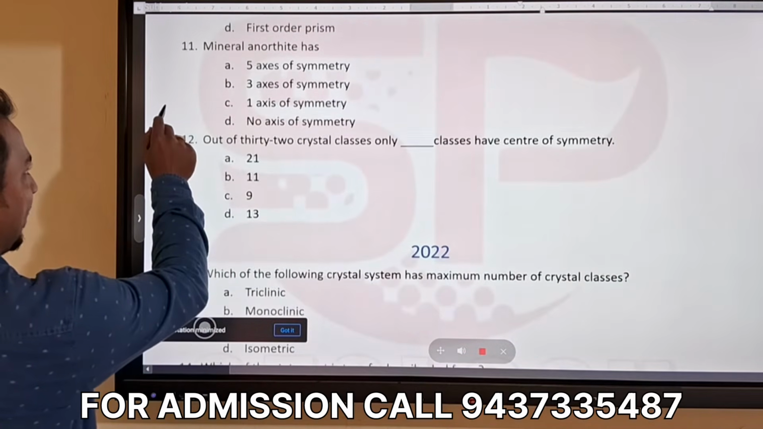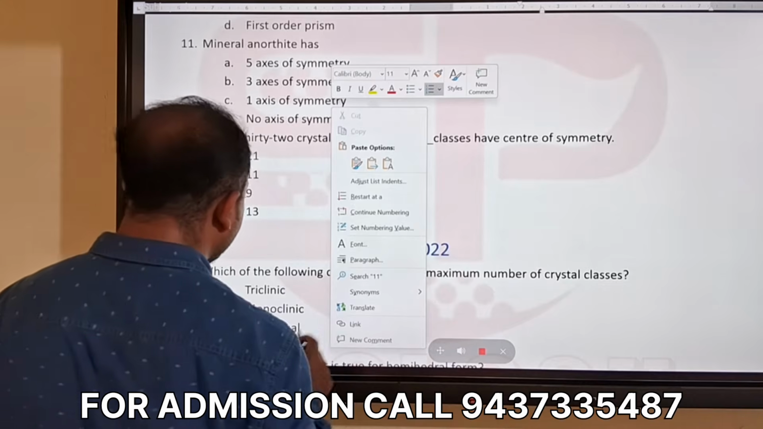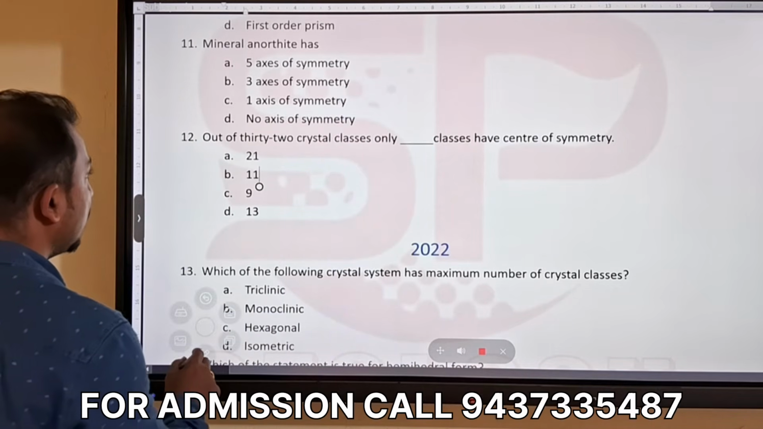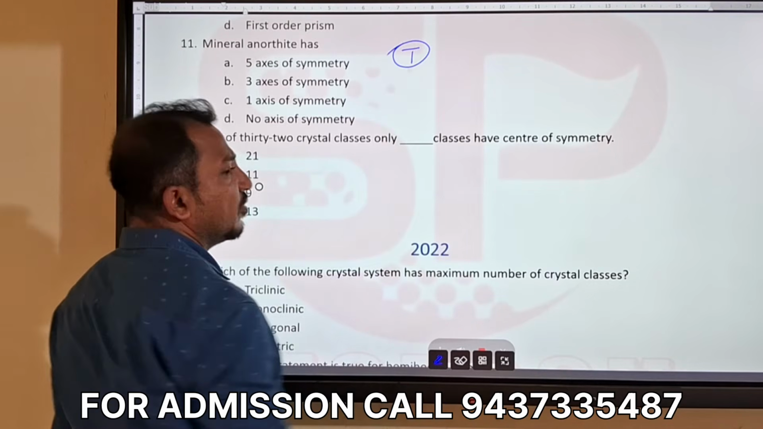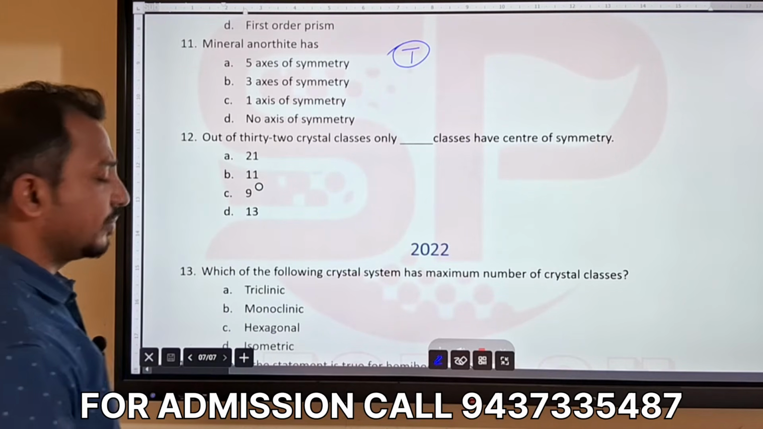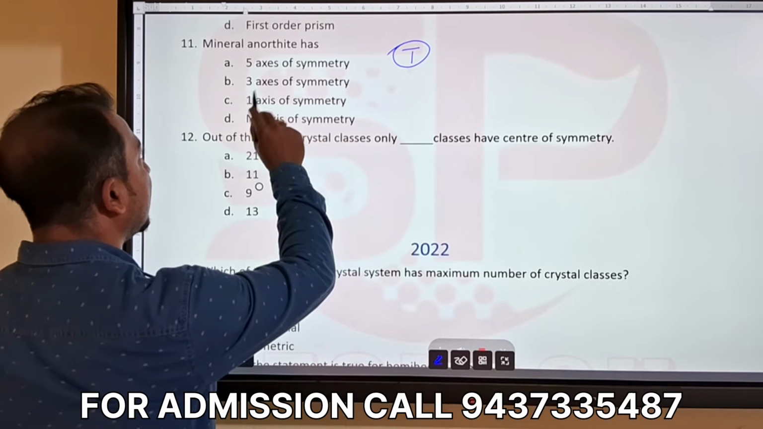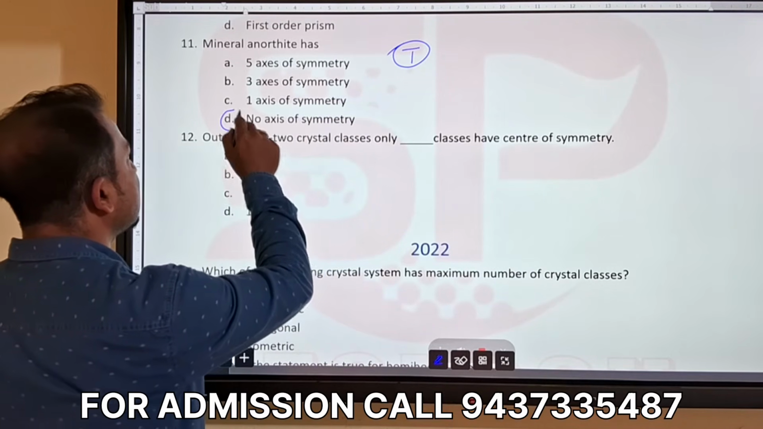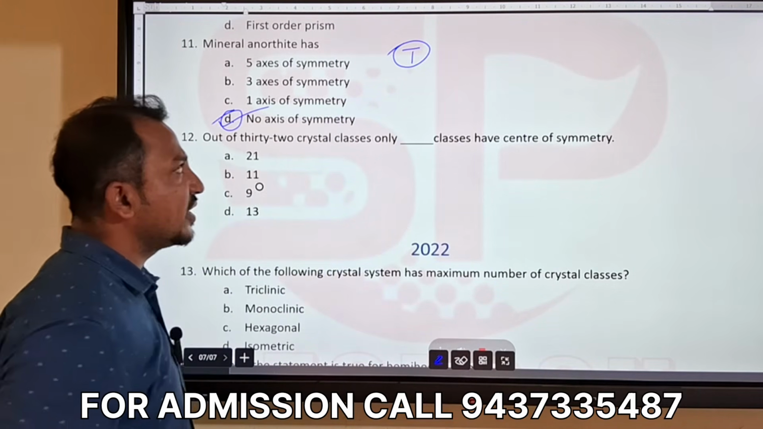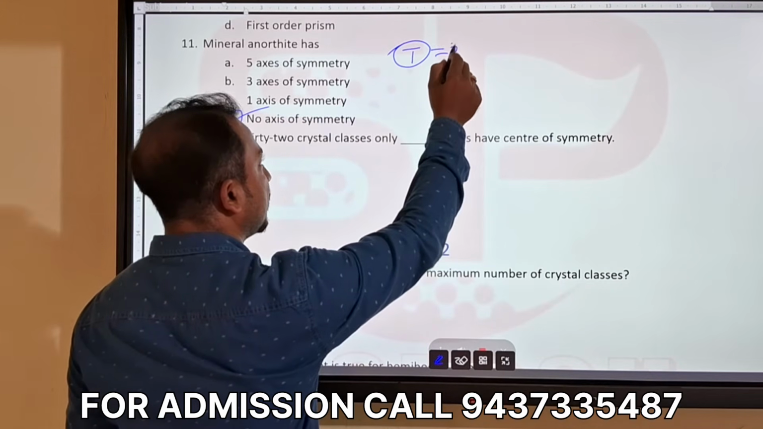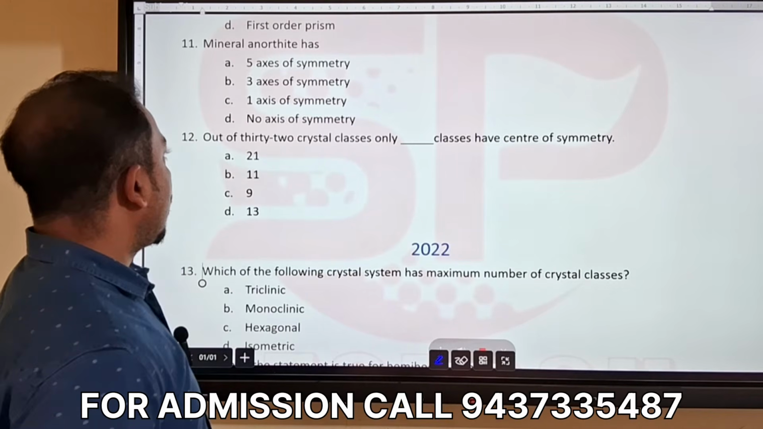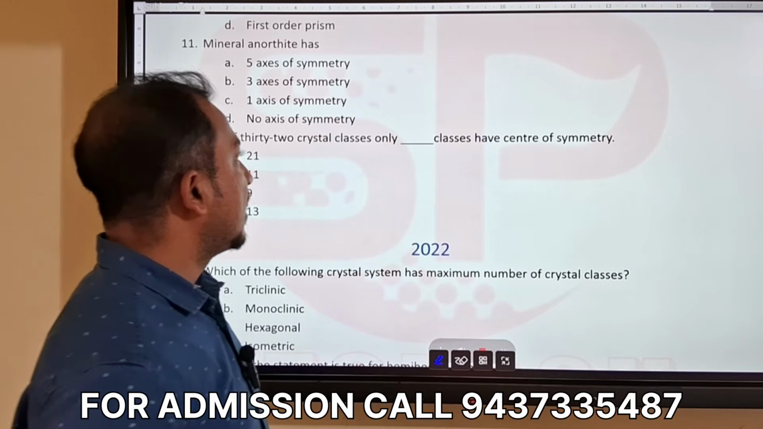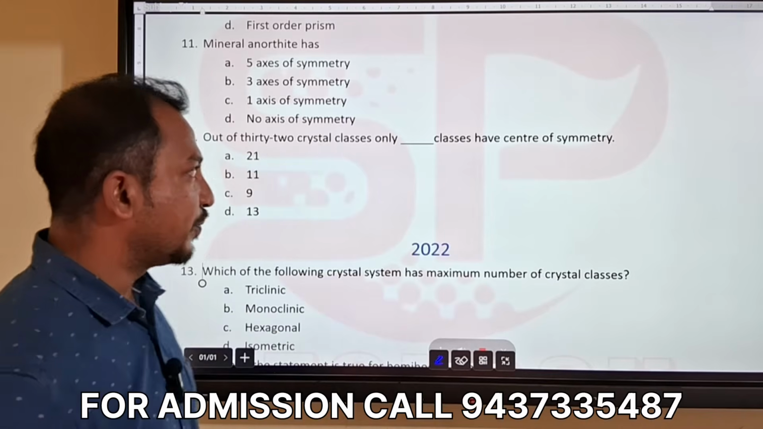Then mineral anorthite. Anorthite belongs to the triclinic system. It belongs to the normal class of the triclinic system, which is 1 bar. So that means it doesn't have any axis of symmetry. So no axis of symmetry. It has only a center of symmetry. Out of 32 crystal classes, only a few classes have a center of symmetry.